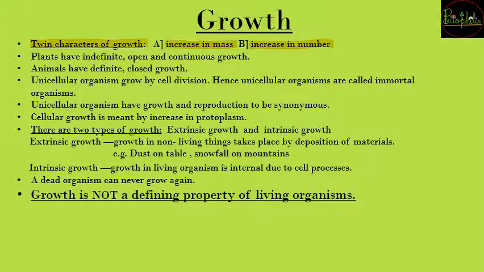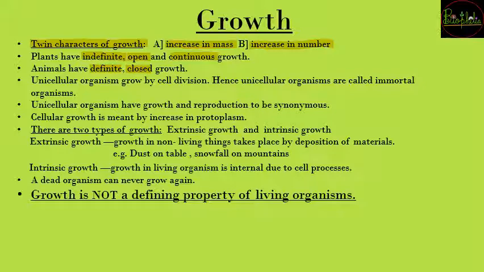As soon as growth happens, there is going to be an increase in the number of cells. As the number of cells increases in the organism, the mass also increases, and since the mass and the number increase hand in hand, those are called the twin characters of growth. In the case of plants, you define growth with the adjectives indefinite, open and continuous. Whereas in animals, you can say it is a definite and closed growth.